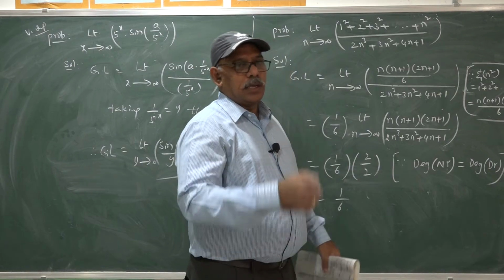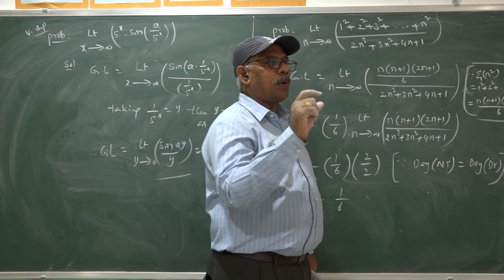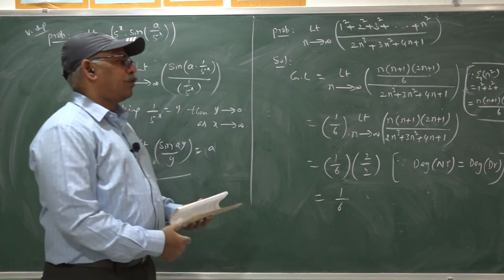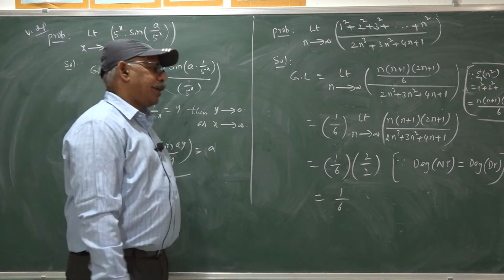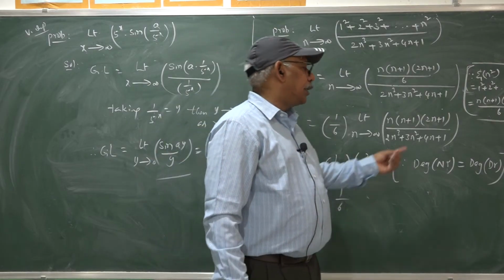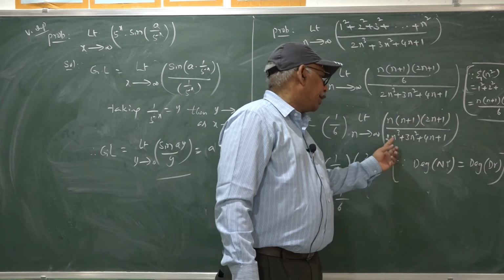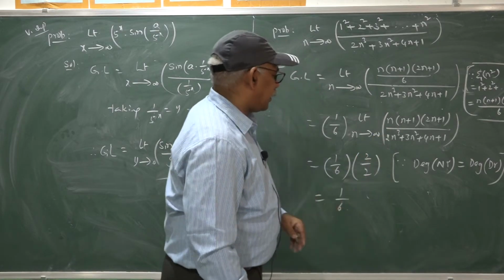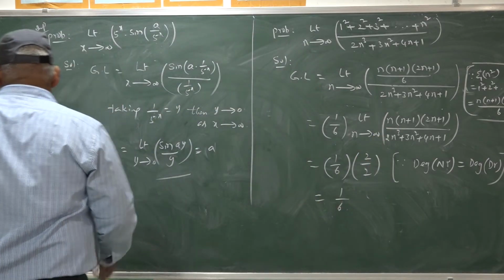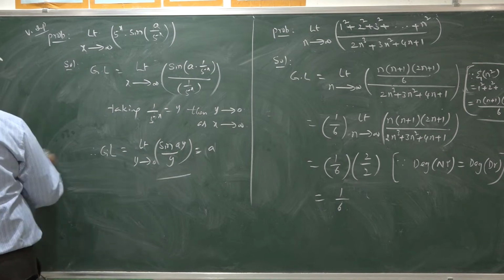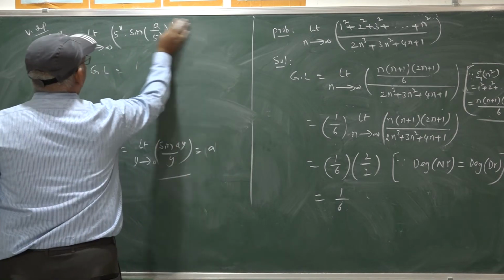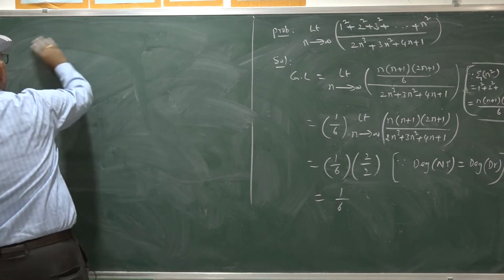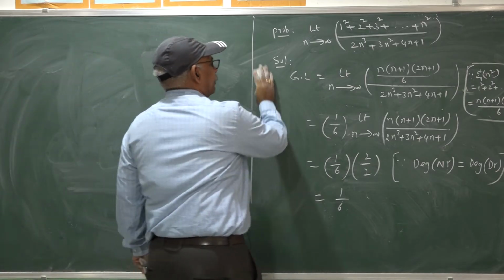Leading coefficient means, for a polynomial, the coefficient of the maximum power of the variable. That is nothing but here 2, the leading coefficient. Here the leading coefficient is 2, so 2 by 2, that is 1. These are the limits related to limit at infinity.